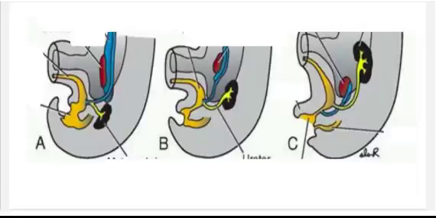We'll be discussing the development of the urogenital system. The urogenital system develops from the intermediate intraembryonic mesoderm that leads to the formation of the nephrogenic cord.